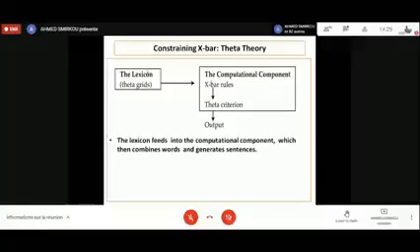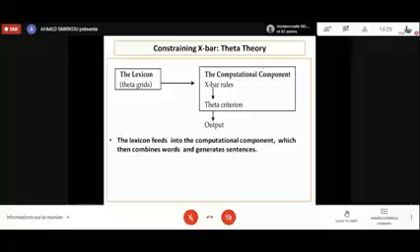We have the words here, the meaning, the pronunciation, and theta grids, the arguments required by a verb. Then the computational component takes those words and works out certain rules. For example, because we're working on syntax, so X-bar rules. If you're talking about phonology, then you have phonological rules here, morphological rules, etc. So in this case, we're talking about X-bar theory, so X-bar rules.